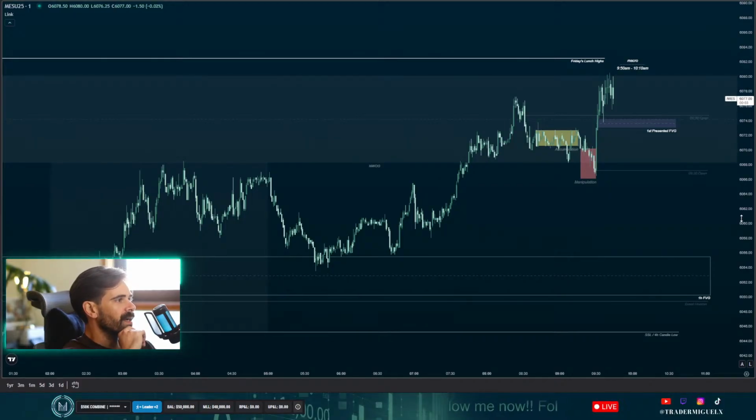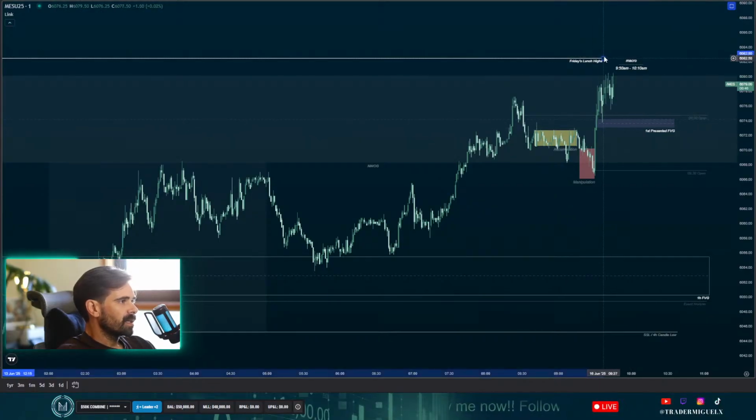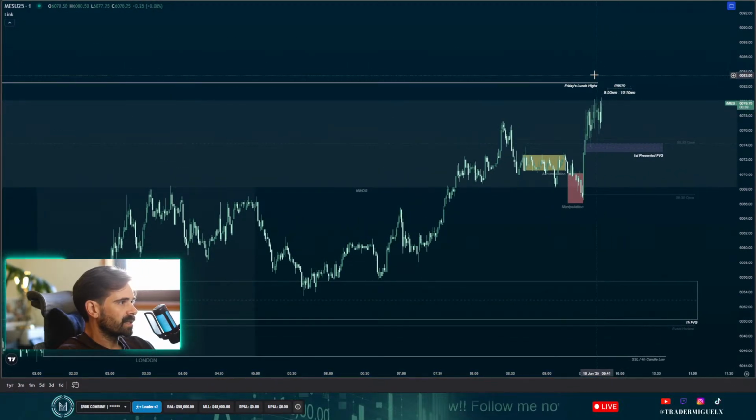So yeah, price kind of stopped. It gave us some type of expansion to the upside as soon as we opened. It reached the top of the NWOG and kind of rejected the midpoint of the NWOG. I would like to see Friday's lunch high being taken. I really would like to, and then eventually expect something lower.